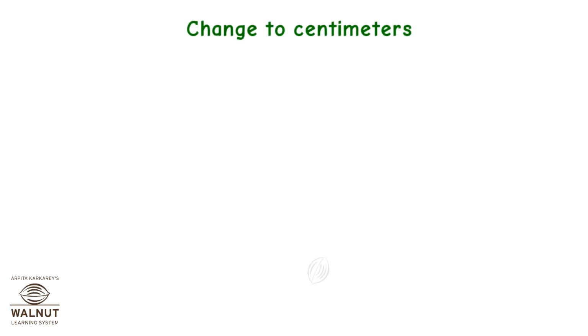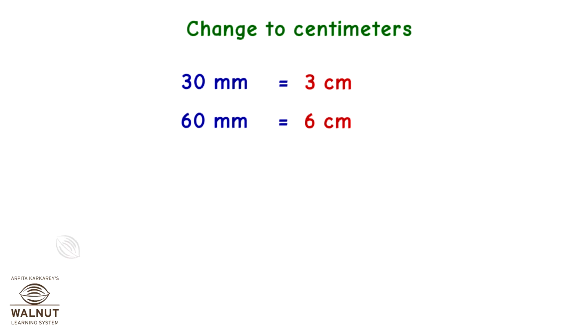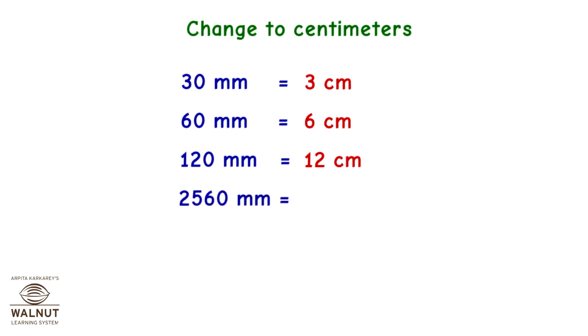Change to centimeters. 30 mm is equal to 3 cm. 60 mm is equal to 6 cm. 120 mm is equal to 12 cm. 2560 mm is equal to 256 cm. 3780 mm is equal to 378 cm.